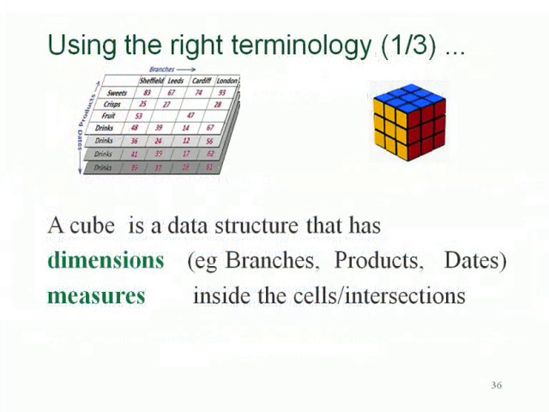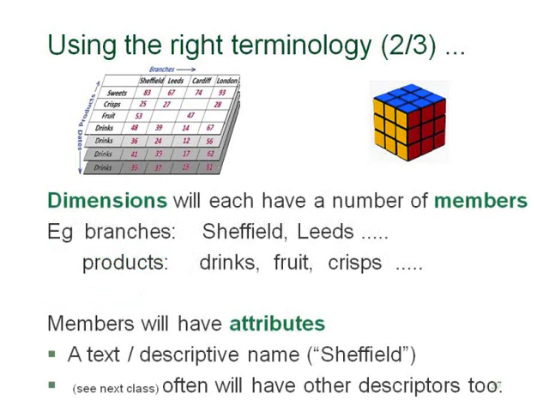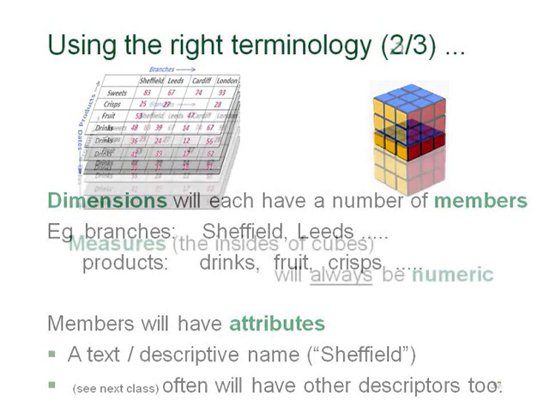So just before we finish, let's look at the correct terminology to be using for cubes. A cube is a data structure that has dimensions, such as branches, products and dates, and it has measures. Those are the numbers inside the cells or intersections. Looking now at the dimensions, each dimension will have members. For example, Sheffield, Leeds, London and Liverpool are members of the branches. Each member will have attributes, such as the name of the member, and there can be many other descriptors too. We'll see quite a few of these in the next class.